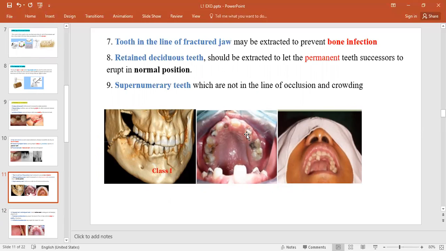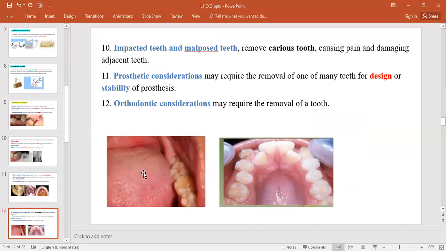If we retain this tooth, it will affect the permanent tooth. The permanent tooth will appear out of occlusion, labially, palatally, or lingually. So we must extract it before the eruption of the permanent teeth. Supernumerary: if you have an additional tooth, there is no need for it, and it is not in occlusion, it causes crowding. In that case, we must extract it.